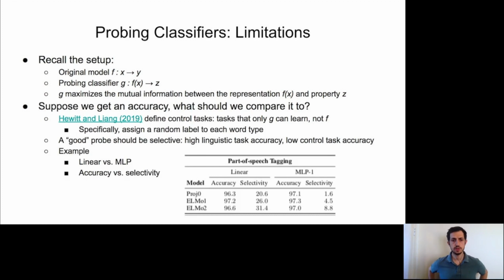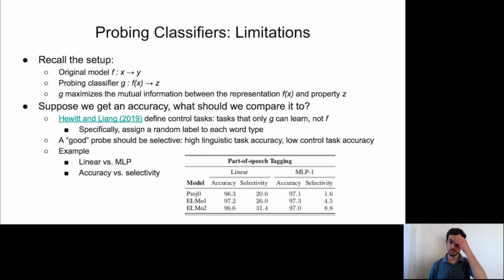But these baselines are useful, but it turns out that they miss a few things. So a nice study by Hewitt and Liang defined control tasks. And the idea here is to define tasks that only G, the classifier, can learn, not F. What they do is they assign a random label to each word type, and that's something that the classifier can learn, but this information should not be in the pre-trained model F.